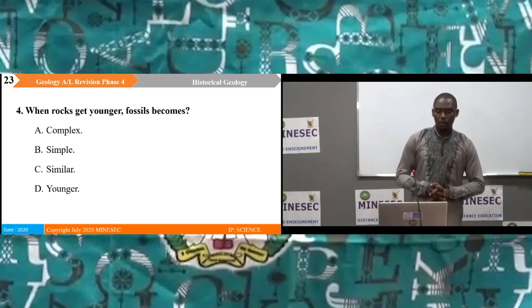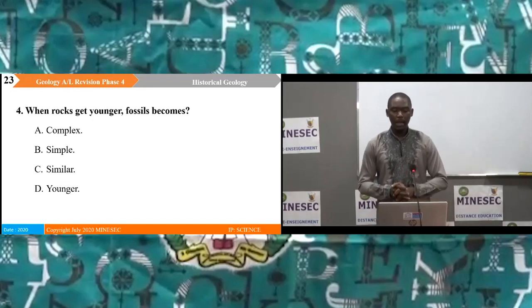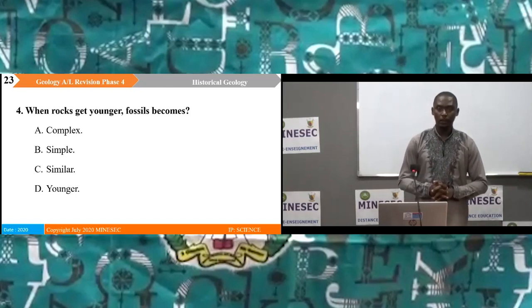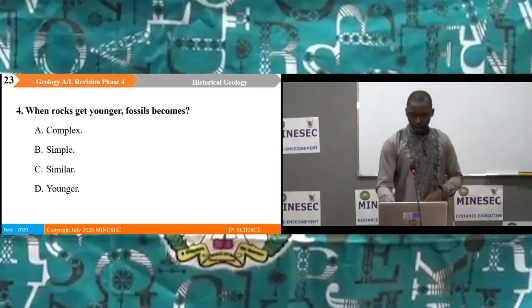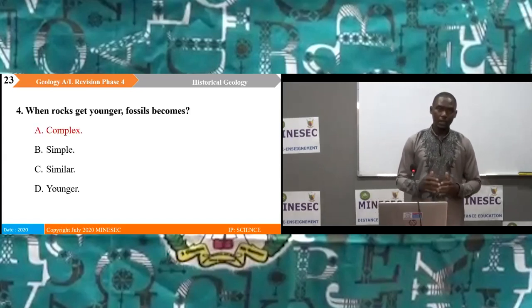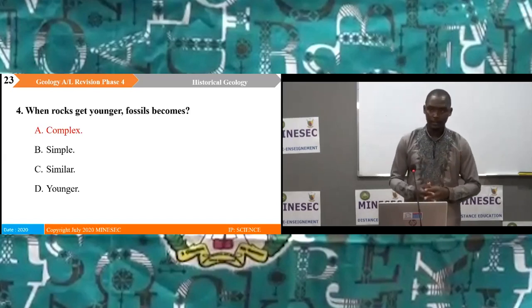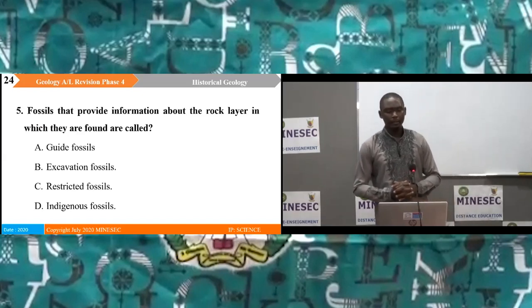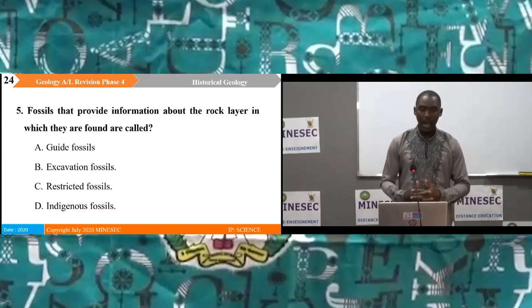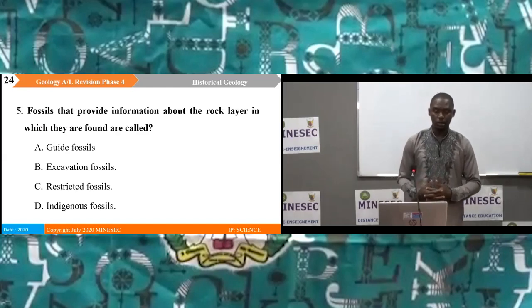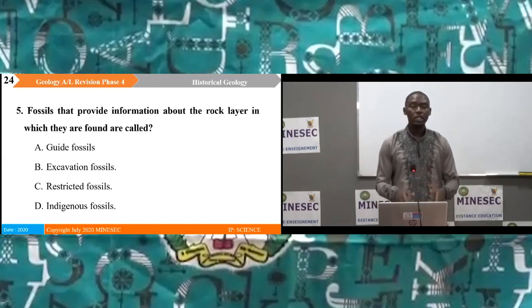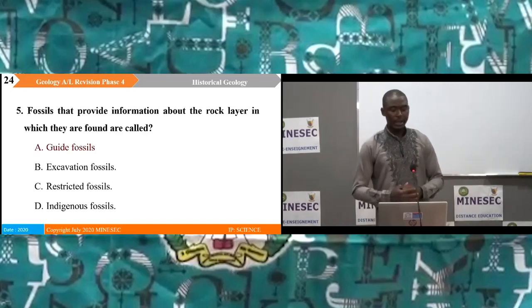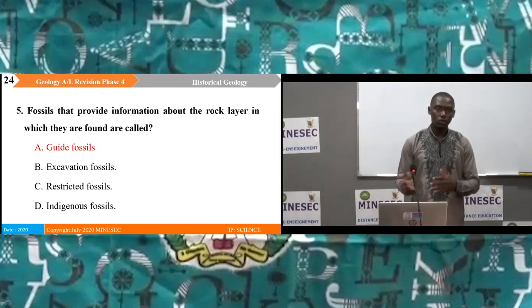Question four. When rocks get younger, fossils become A, complex, B, simple, C, similar, D, younger. Our correct answer is A. As time goes on, organisms become complex. Question five. Fossils that provide information about the rock layer in which they are found are called A, guide fossils, B, excavation fossils, C, restricted fossils, and D, indigenous fossils. Our correct answer here is A, guide fossils, or zone fossils, or index fossils.